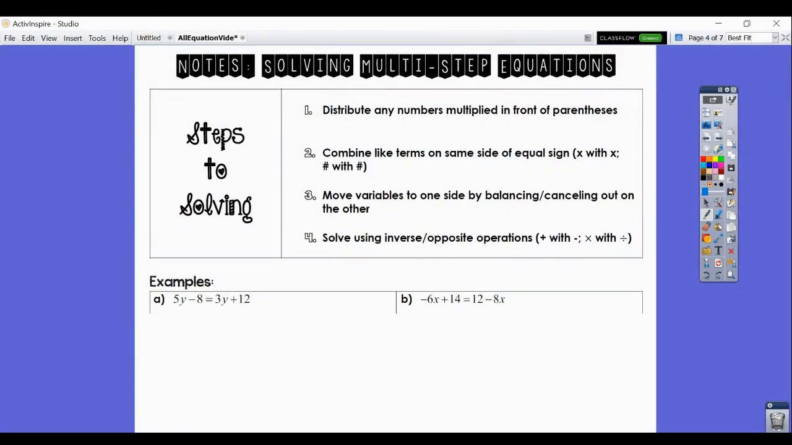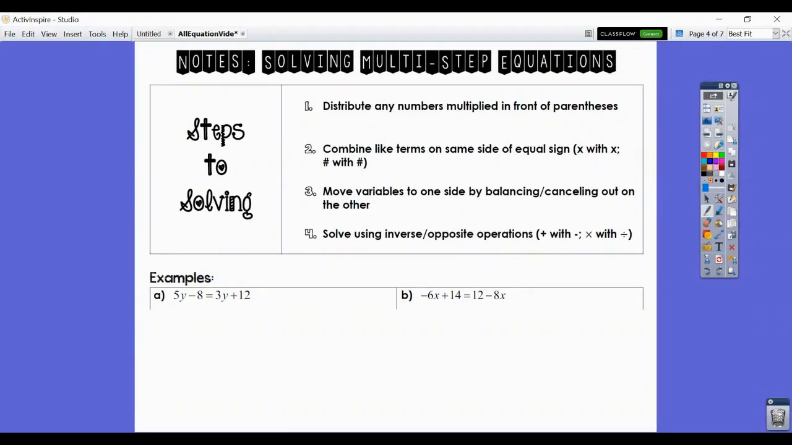In today's lesson, we're going to learn how to solve multi-step equations. There are 4 steps to solving these, and they are as follows. First and foremost, if we have any parentheses where a number is multiplied in front of it, we want to make sure to distribute that number to every single term, multiplying it to every single term in the parentheses.